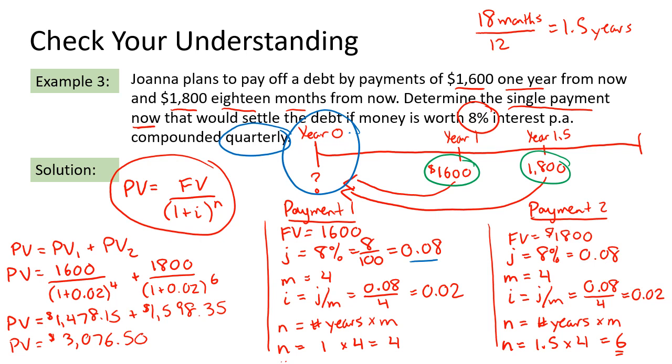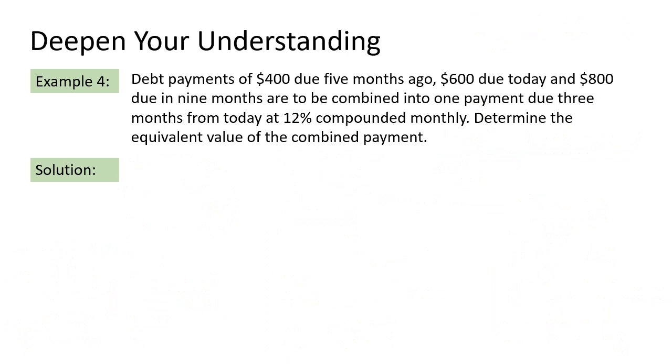The same would go for you if you look at an example and you're paying off your student debt. Okay, let's look at example number 4. Debt payments of $400 due 5 months ago, $600 due today, and $800 due in 9 months are to be combined into one payment due 3 months from today at 12% compounded monthly. Determine the equivalent value of the combined payment.